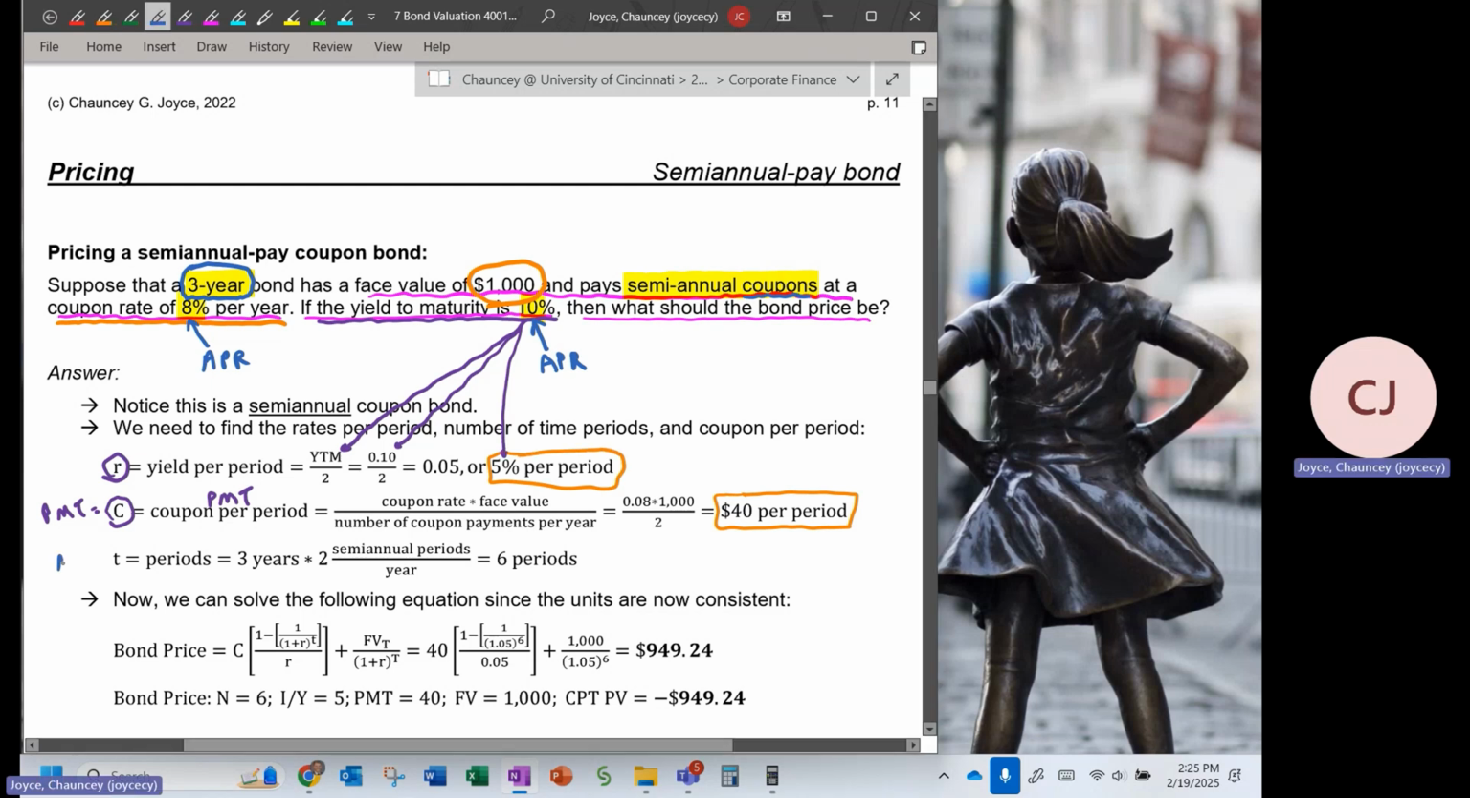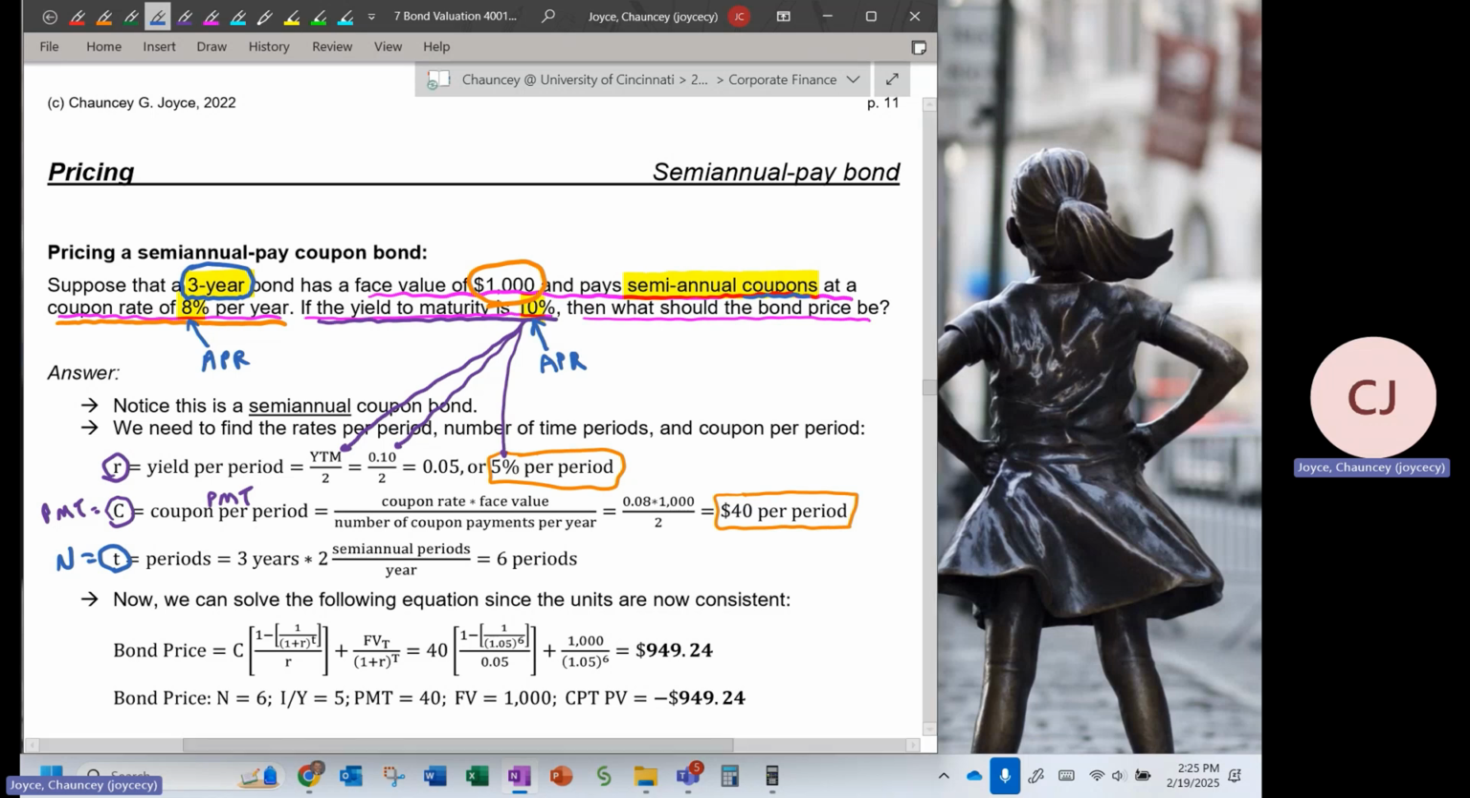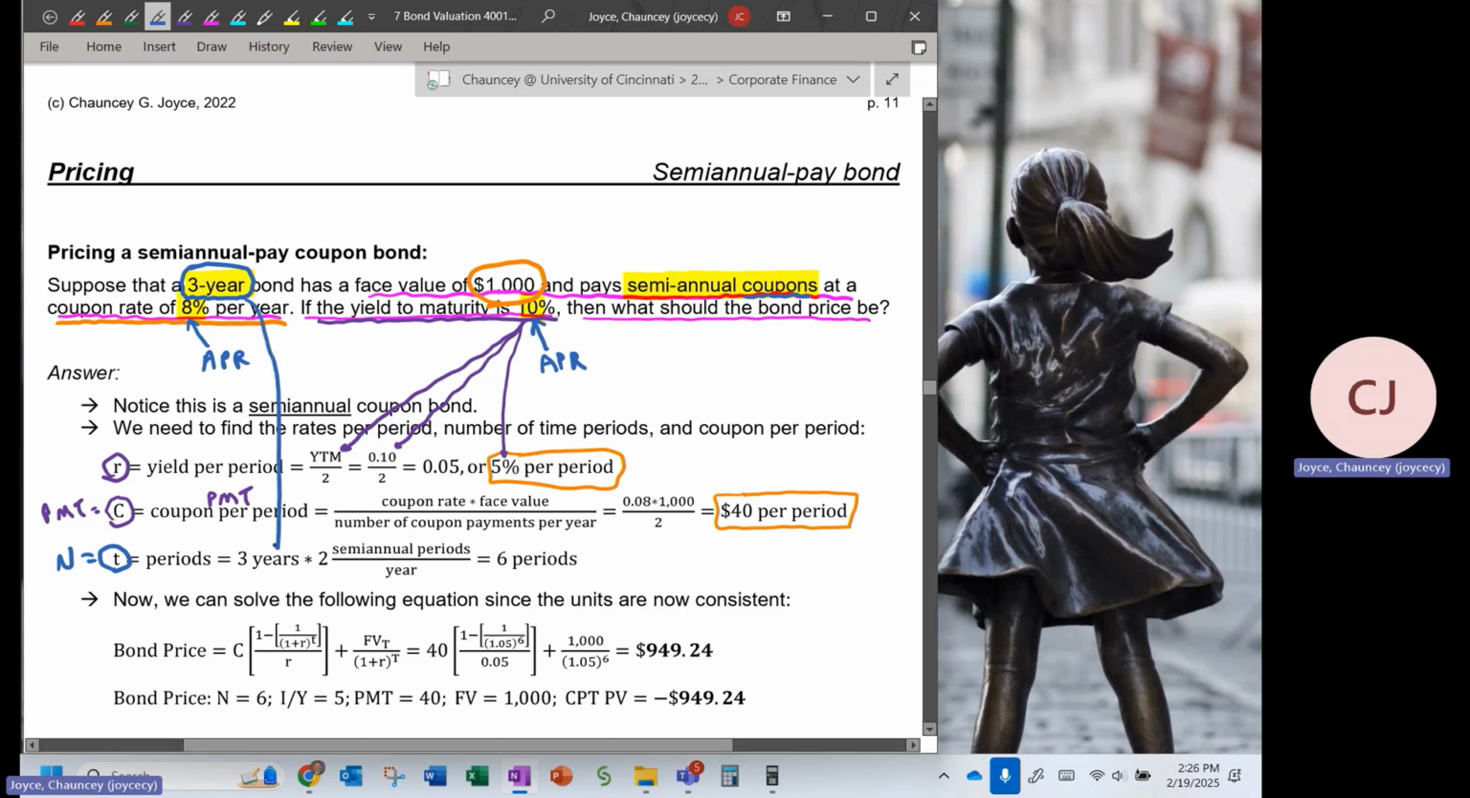Next, your financial calculator calls this variable N. A lot of times the equation will show it as T, but it's the number of periods, in this case, semi-annual periods. If we were given a 3-year bond, there are 2 semi-annual periods per year. So 3 times 2 is 6 periods. If you ever don't know whether to divide or multiply, just write out the units. 3 years times 2 semi-annual periods per year. Years will be dropped off and you're left with 6 semi-annual periods.